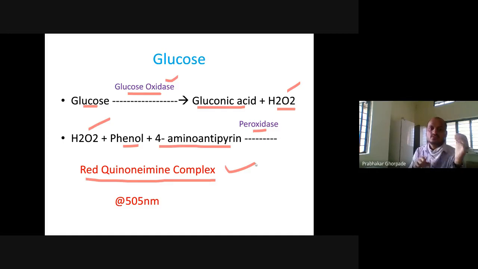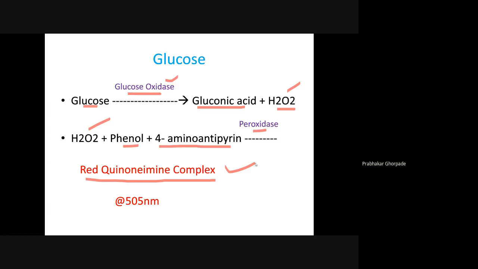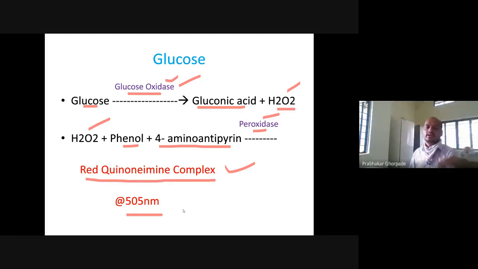And why do we use only glucose oxidase and peroxidase? Because glucose is converted with the help of glucose oxidase to gluconic acid and hydrogen peroxide, and this hydrogen peroxide can react with phenol and 4-amino antipyrine to give the red quinoneimine complex. That is why we use this reagent, glucose oxidase and peroxidase. This reagent can be read at 505 nanometer. At that particular wavelength only we have to read the color. So for this test it is 505 nanometer.